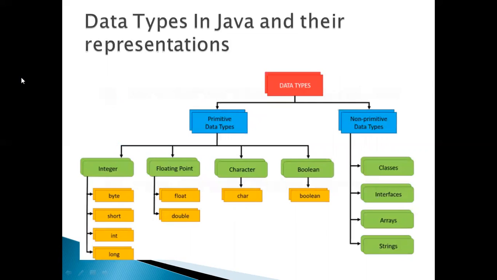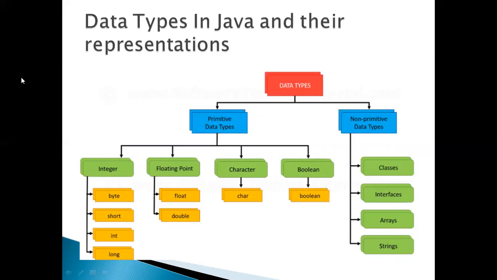So data types are broadly classified into two categories, primitive and non-primitive. Primitive data types include integer, floating point, character, and boolean. Integer is further classified into byte, short, int, and long. Floating point is classified into float and double. Character is as it is, and boolean is as it is.